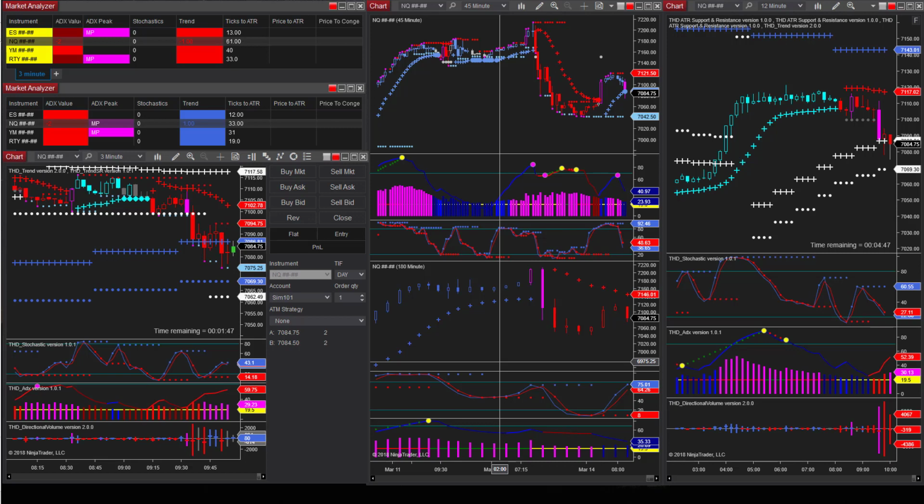If you go under inputs, you'll have smoothing length. And I just bet yours is set to 3. Set it to 2. It makes a difference on how quickly it turns. That's all. A 2 will turn quicker than a 3. Sometimes that's a good thing, sometimes that's a bad thing.